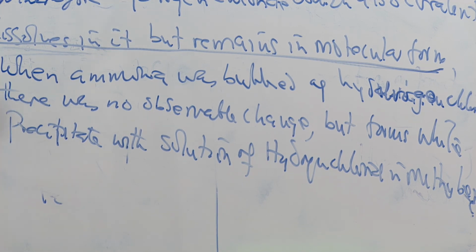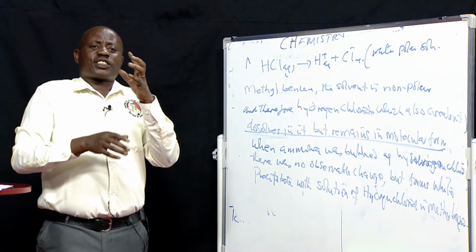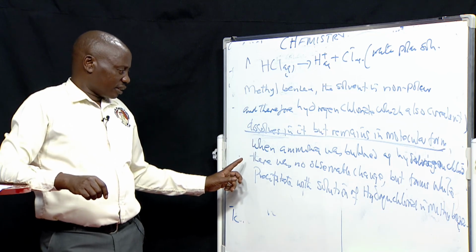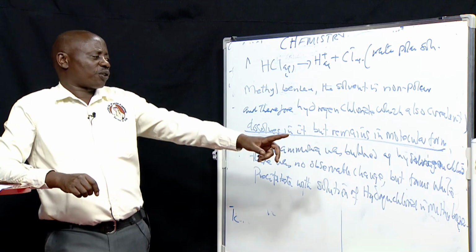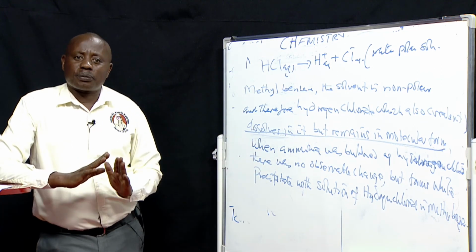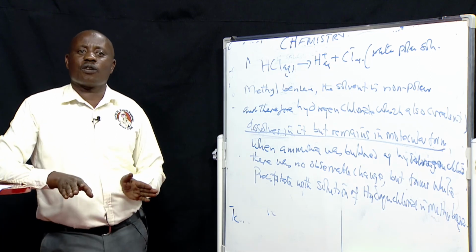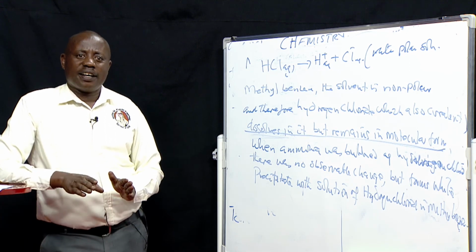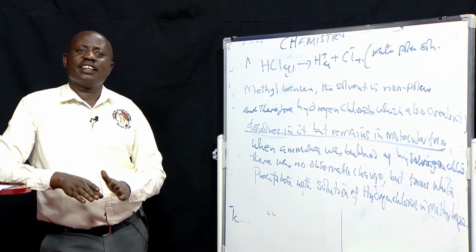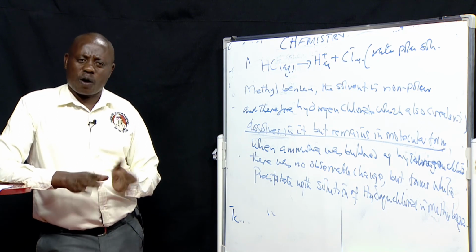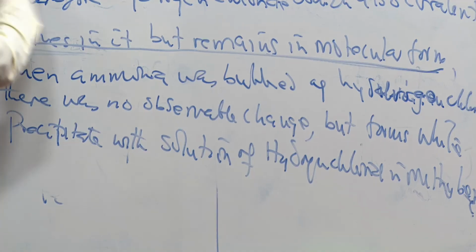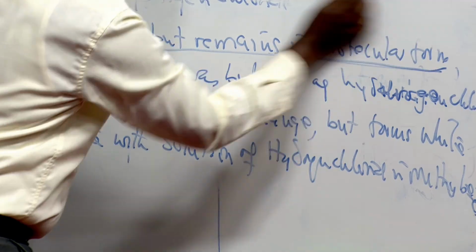So we are saying when you take ammonia gas and bubble it through an aqueous solution of hydrogen chloride, there is no observable change. But when you bubble ammonia through a solution containing hydrogen chloride in methylbenzene, you will immediately form a white precipitate. Now, what could be the answer?